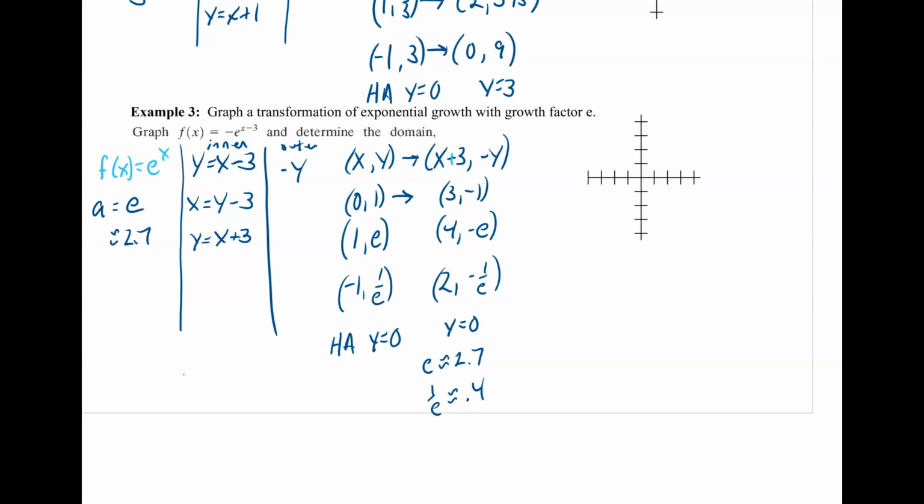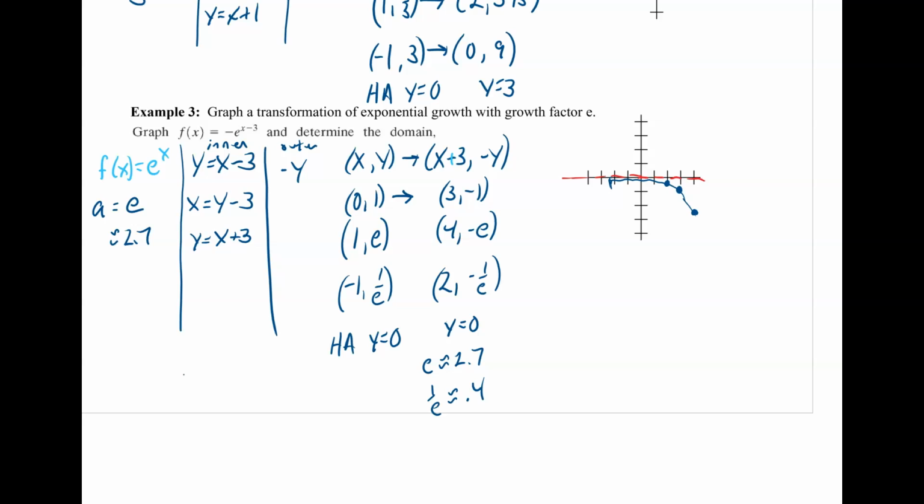Let's go ahead and plot that first. So we've got our horizontal asymptote. Let's plot our points. So we've got 3, negative 1, right about there. We've got 4, negative e, that's about 2.7, so 4, negative 2.7, maybe right about there. And then we've got 2, and then 0.4, so 2 is somewhere around here, 0.4. And we've got this going asymptotically towards that asymptote. It's going to have a y-intercept. It's not going to have an x-intercept.